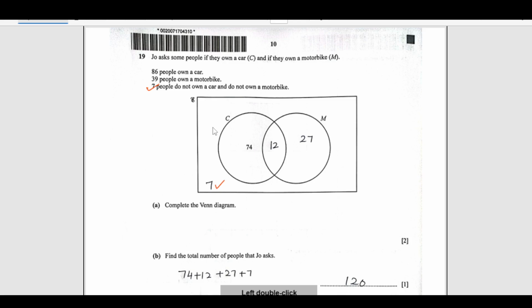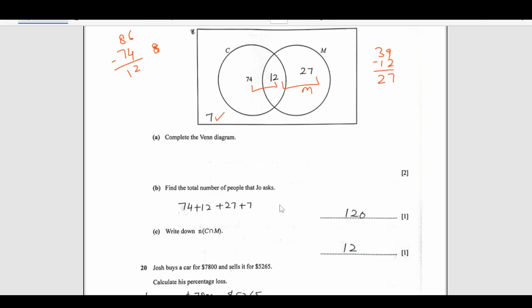So then we have here 86 own car. So 74 is already there. So to make it clear, 74, yeah, 86 minus 74. So this is going to be 12. So 12 are, that means 12 are common. So now this is for motorbike. For motorbike it's 39. So if you do 39 minus 12, this is going to give you 27, that we are going to have the motorbike here. So this is how we can complete the diagram.